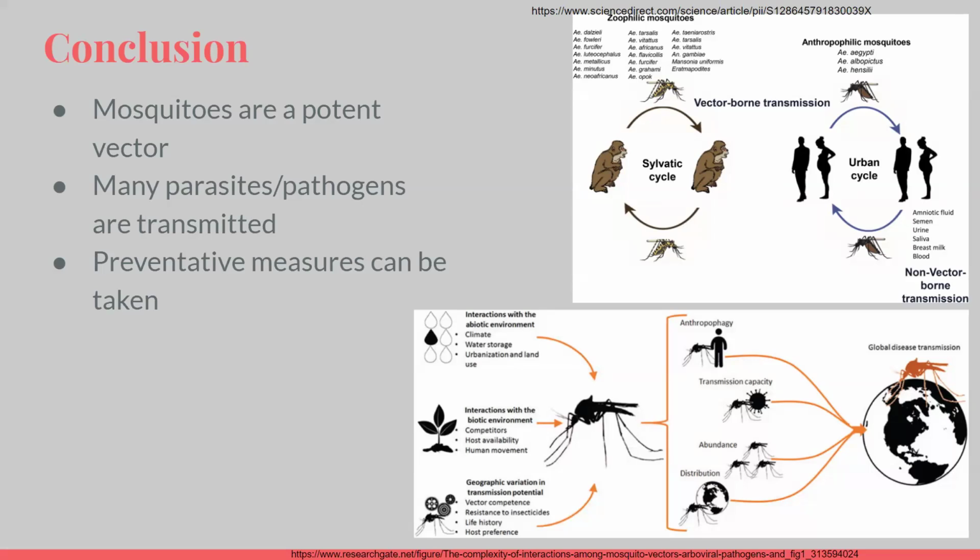And again, as I mentioned earlier, there are preventative measures like the lemongrass essential oil. There's also the idea of wearing clothes that cover the arms, legs, torso, and neck. And finally, there's the idea of sleeping under a mosquito net.